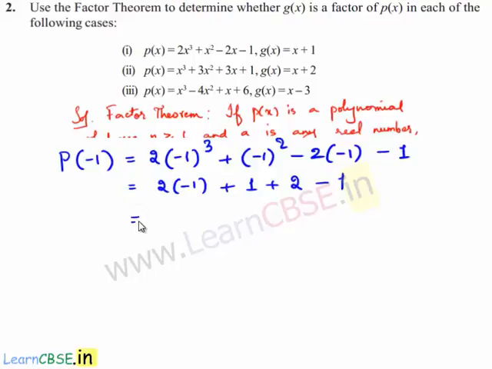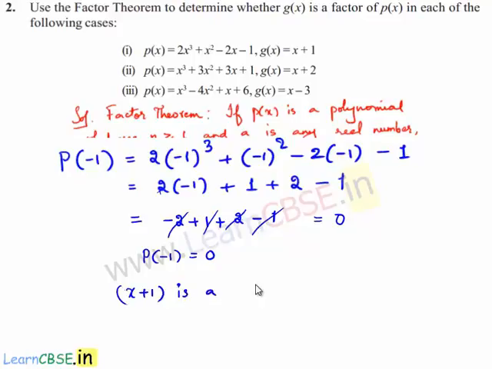this is equal to minus 2 plus 1 plus 2 minus 1. Minus 2 and plus 2 gets cancelled, 1 and minus 1 also gets cancelled, which becomes 0. Therefore, p of minus 1 is equal to 0. We can say that x plus 1 is the factor of the given polynomial p of x, which is 2x cube plus x square minus 2x minus 1.